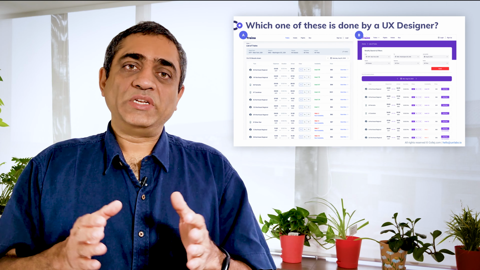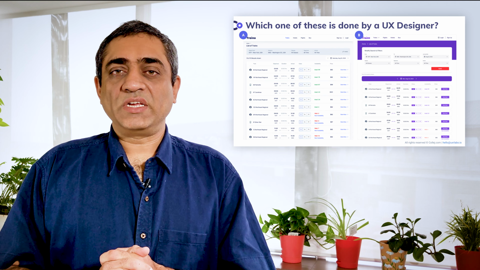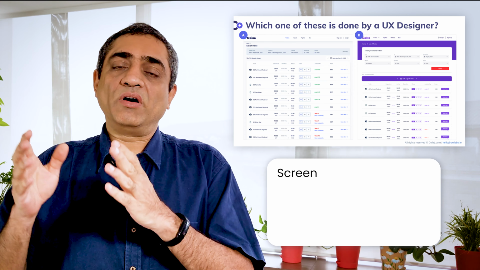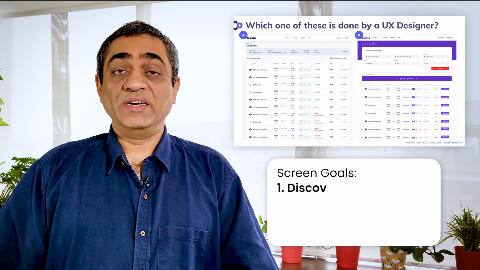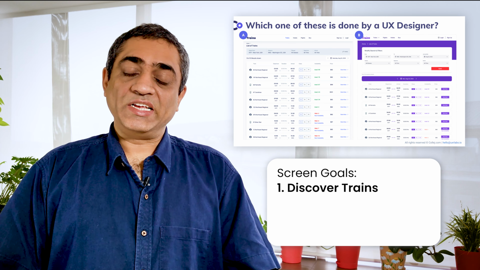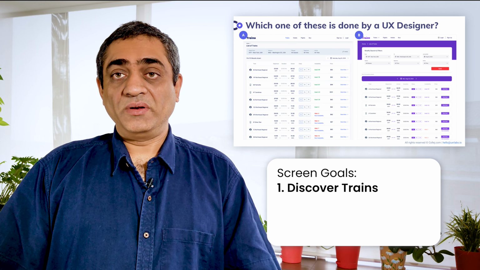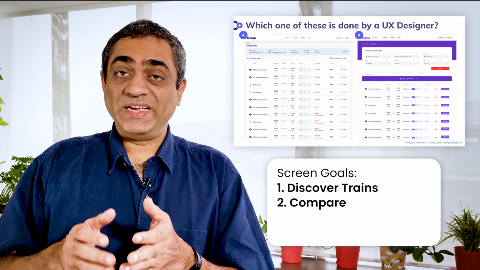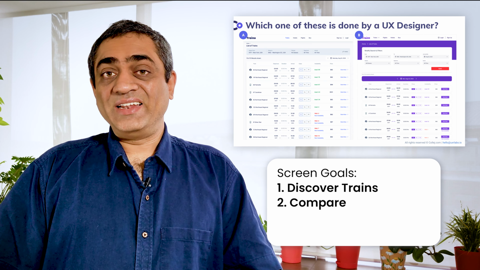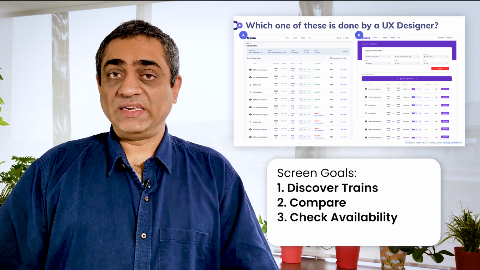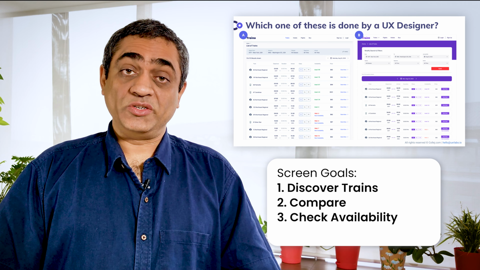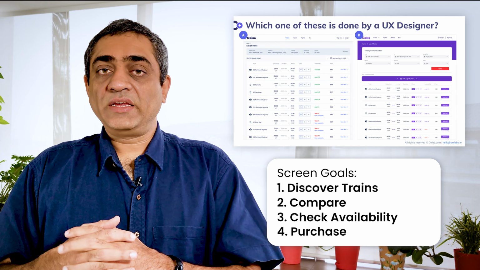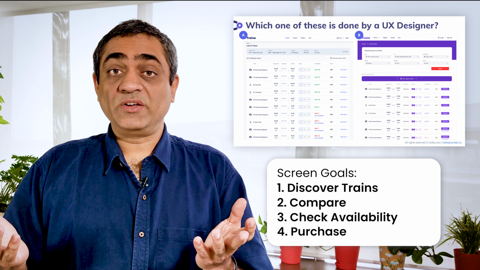In order to evaluate which of these screens was done by a UX designer, it's first important to understand what the goal of the screen is. So the primary goal of this screen is to help customers discover trains to their preferred destination. The second part of the goal is to ensure that the customers are able to compare which of these trains best matches their requirements. Then the customer would like to check for availability and see if it is available on the day that they want to choose, and finally make a purchase. Let us now see which of these screens achieve these goals.